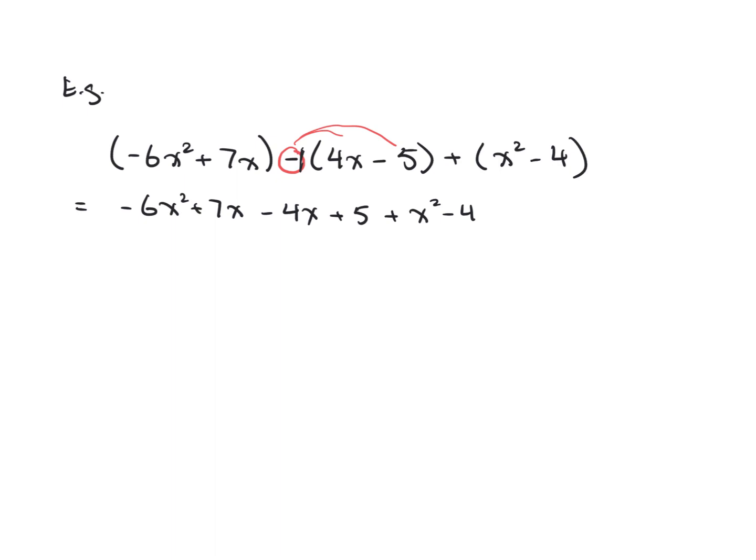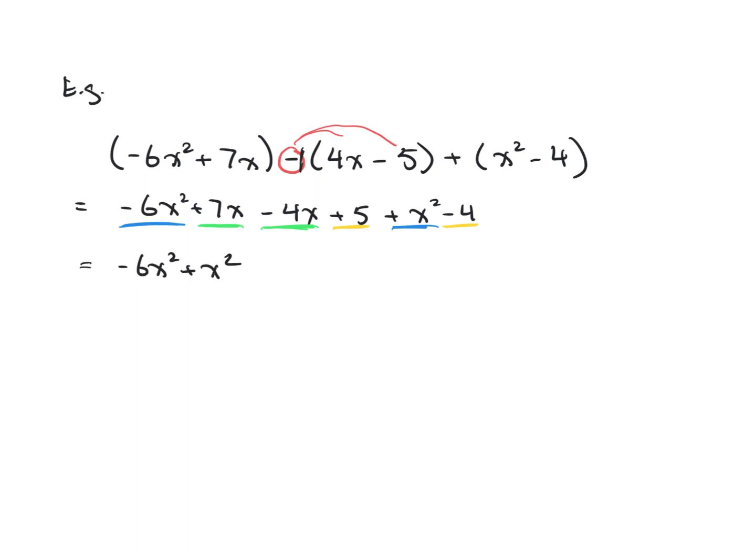Okay, now I will look for like terms. So I see the first term is an x squared term. I look down the line for any other x squareds, and I'll underline them blue. The next term is plus 7x. I look down the line for any other x terms, and I underline them the same color, green. And then the next term is just a constant, plus 5. So I look for any other constants, and I see a minus 4. I'll underline them yellow.